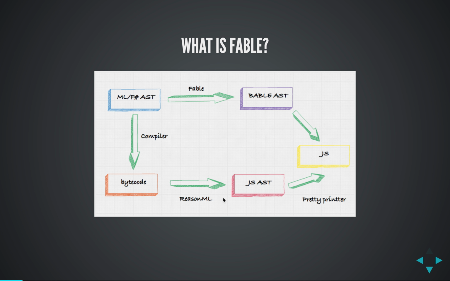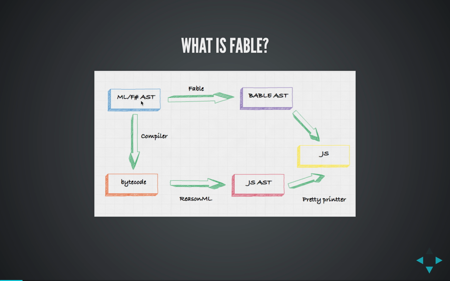So here we have a kind of category theory diagram. On this node we have OCaml or F#, and here we can go two routes. One is transforming the typed AST of F# to some other AST, in this case the Babel AST, that then finally gets translated to some JavaScript AST and gets pretty printed.